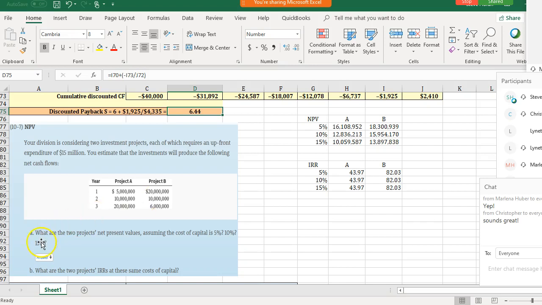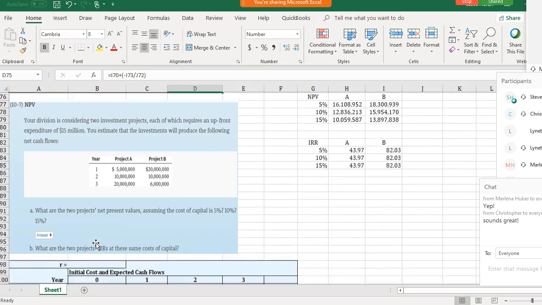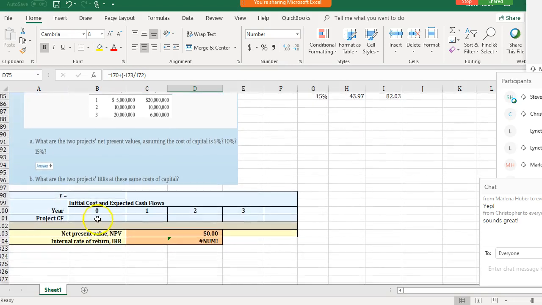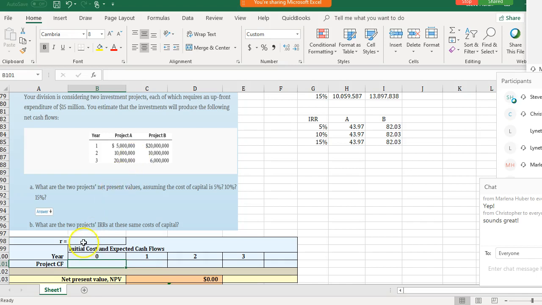And then the question is, for part A, it says, what are the 2 projects' net present values, assuming cost of capital of 5, 10, and 15? So let me just show you how to calculate that right here. We can just do the first project. We'll type in 5 for the first amount, and let's go ahead and do the negative 15 because that's the same for both projects. Okay, and let's type in project A first. So we'll go with 5 million, 10 million, and then 20 million.